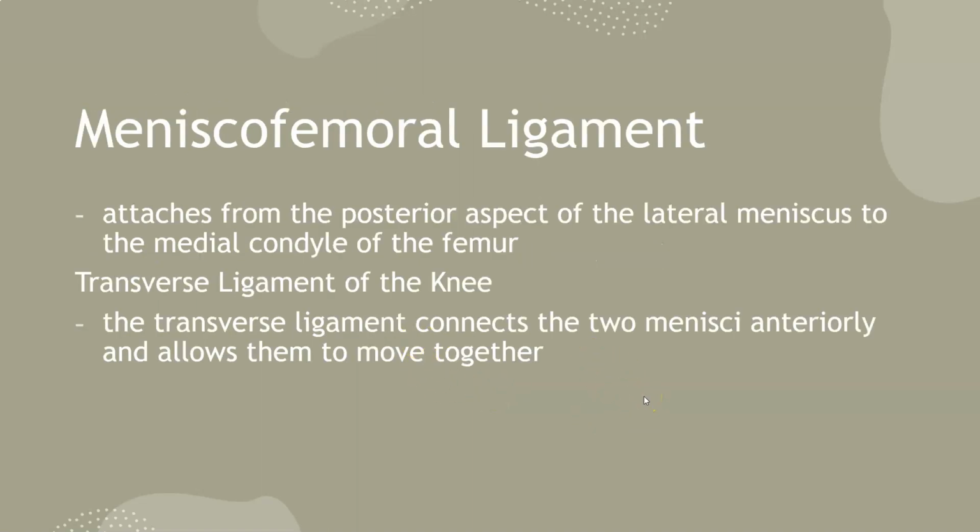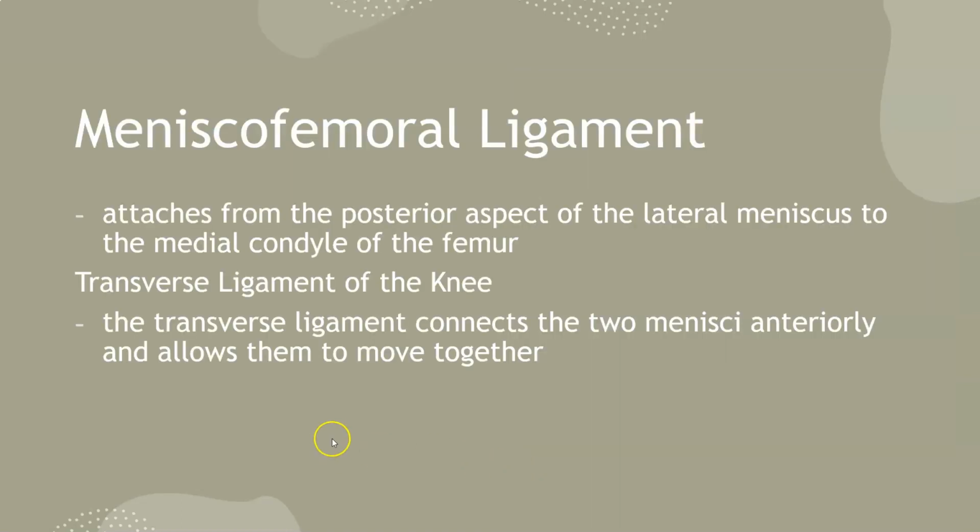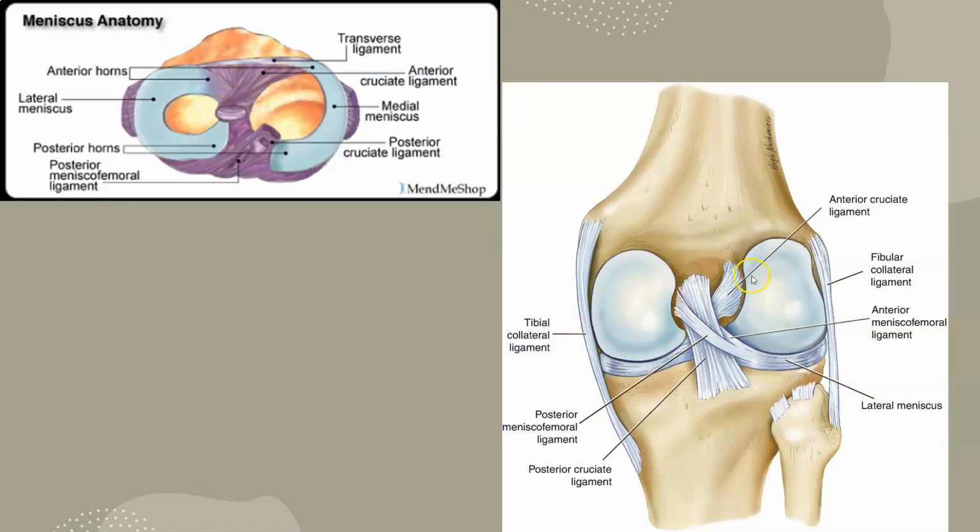Attaching from the posterior aspect of the lateral meniscus to the medial condyle of the femur is the meniscofemoral ligament. So we can see here the meniscofemoral ligament. Here's the meniscofemoral ligament here. We can see how it comes around and helps maintain that lateral meniscus in place. It attaches from the posterior aspect of the lateral meniscus to the medial condyle of the femur.